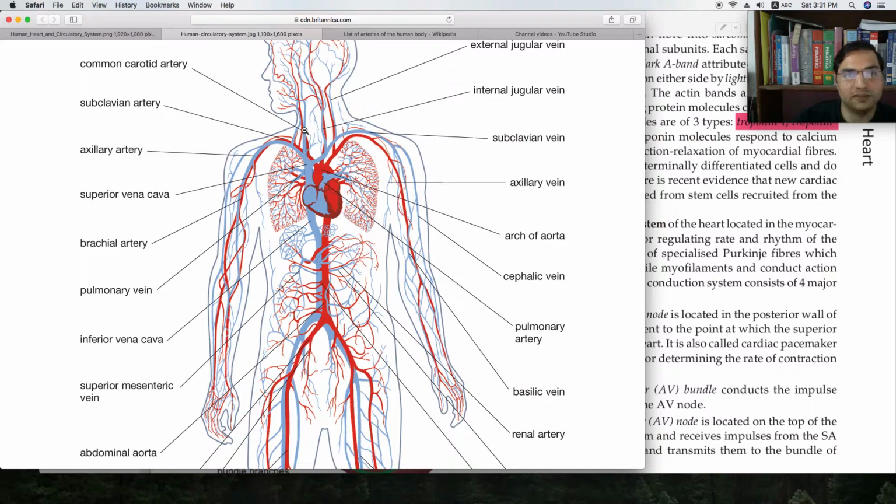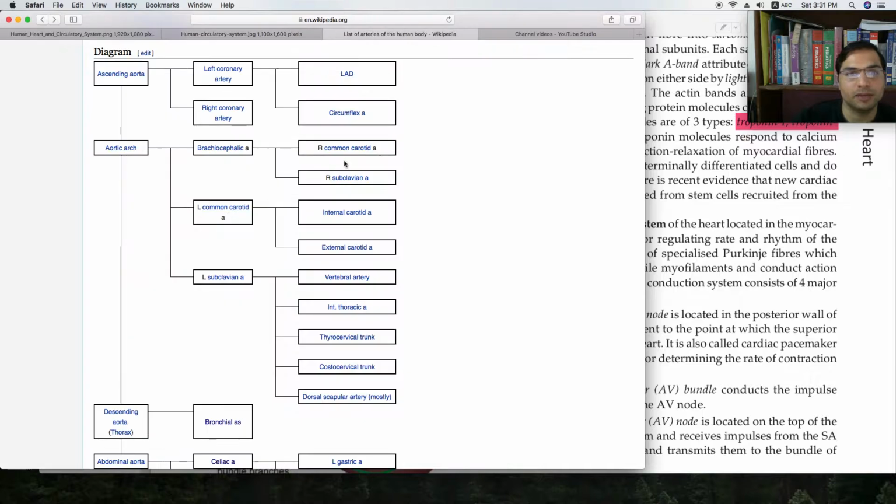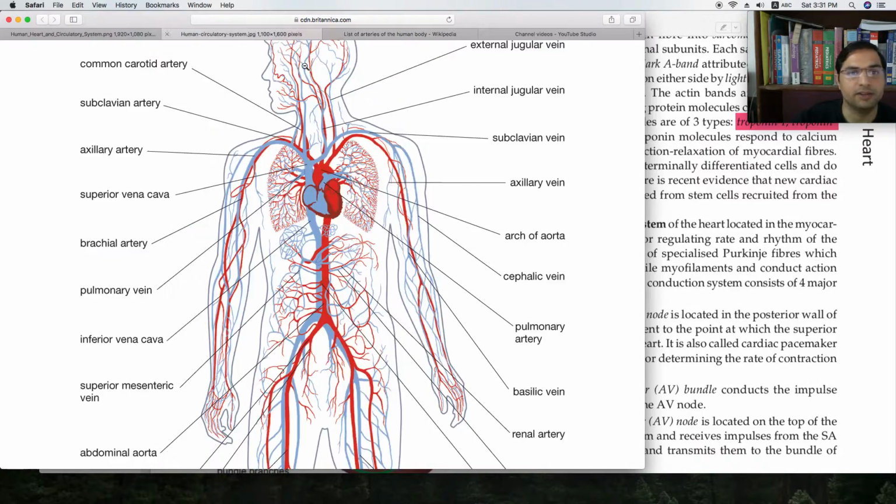Below this it is dividing into two, one going up, one is right common carotid artery and this is right subclavian artery, right? The subclavian artery will become a brachial artery here. So brachiocephalic artery dividing into right common carotid artery and right subclavian artery. Clear?